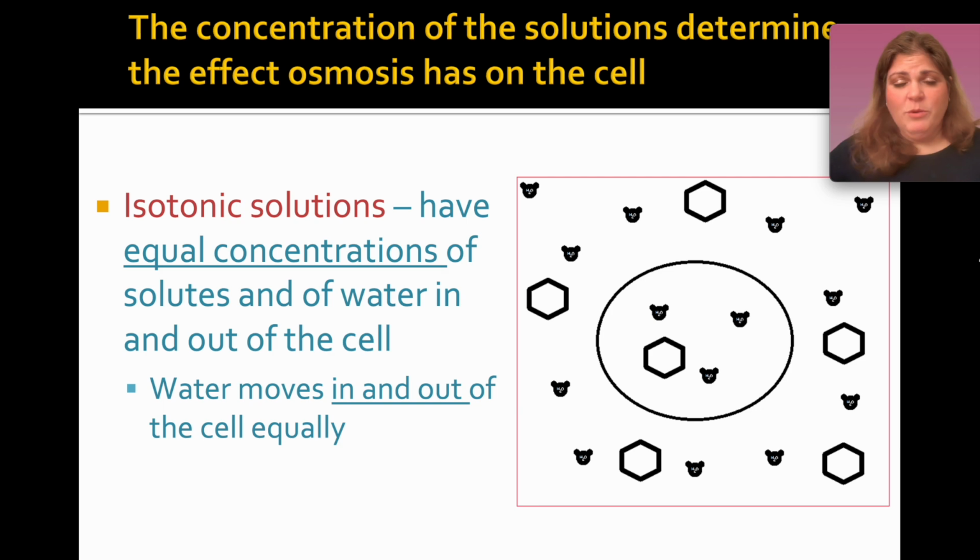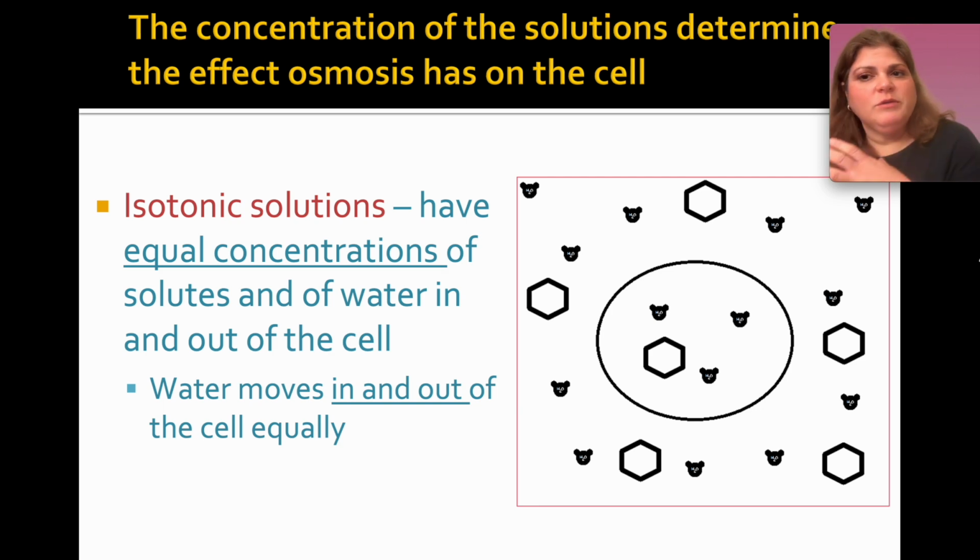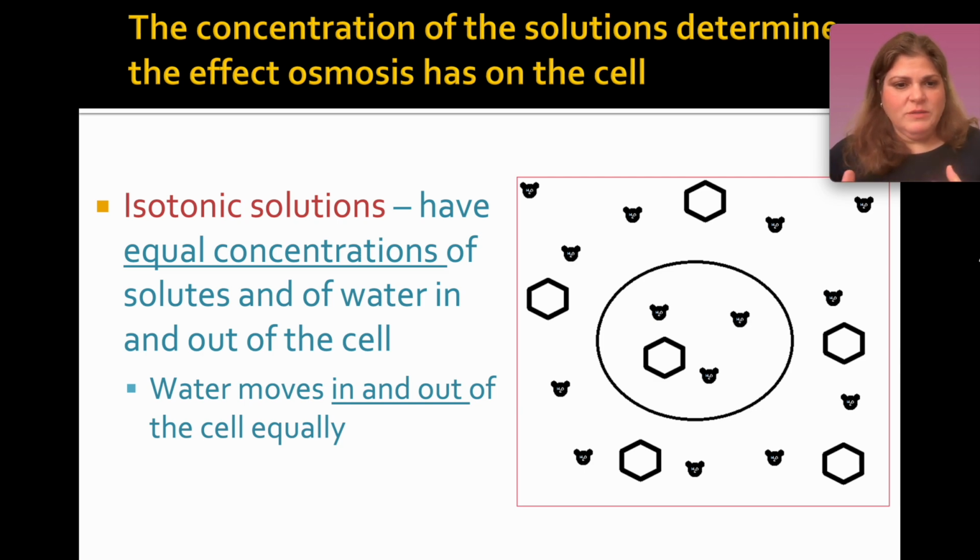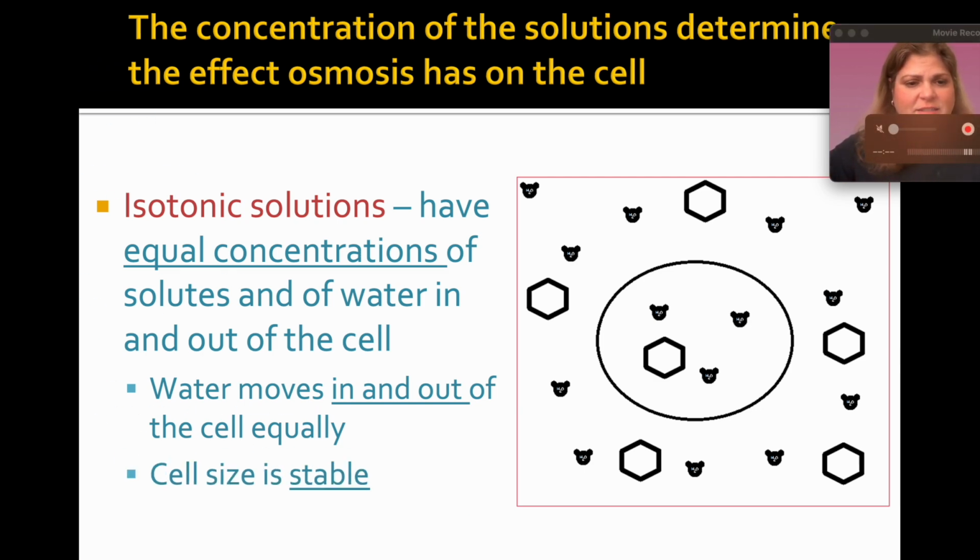So consequently, water moves both into the cell and out of the cell, because remember, there's always movement. Water moves both into the cell and out of the cell in equal amounts. And consequently, the cell size is stable, which is, of course, what we want, because we don't want our cells to burst and we don't want them to shrivel up.